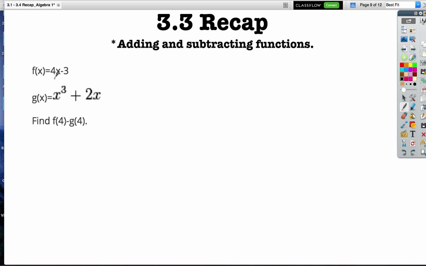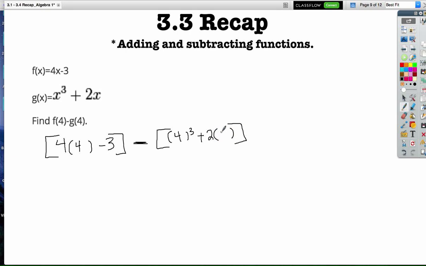So f of 4, I'm going to take f of x, which is 4x minus 3, and where there used to be an x, I'm going to replace it with 4. I'm going to be subtracting g of 4. So g of x, everywhere there was an x, I'm going to be replacing it with a 4. And I'm going to completely clean up each individual function before ever trying to do the subtraction. So in our first function, it comes out to be 16, and then 16 minus 3 gives us 13.